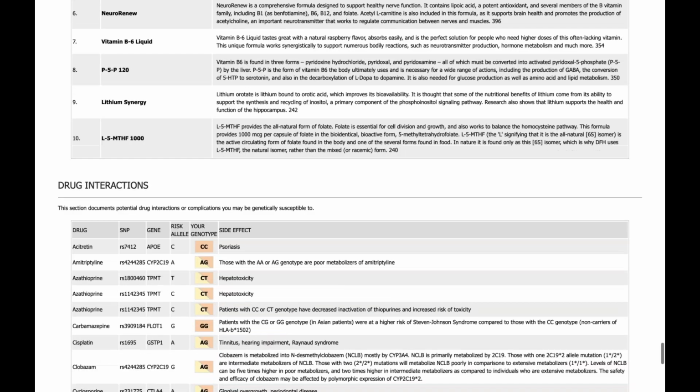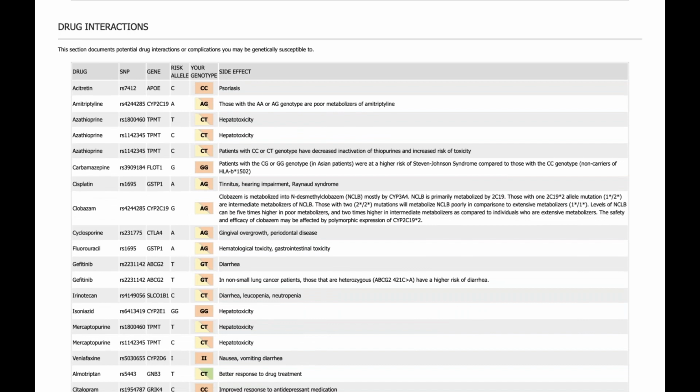I'm sorry, I forgot about that. I just want to show this. This is exactly what I was mentioning earlier. It shows you all the drug reactions.